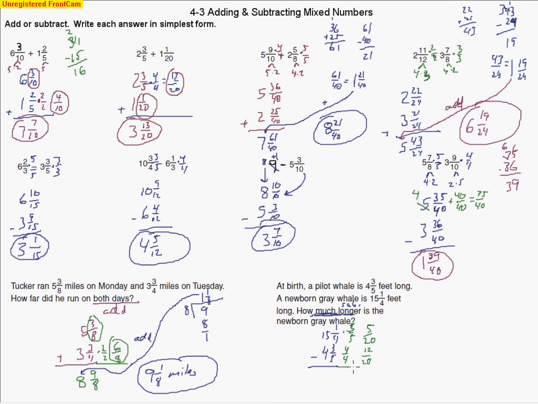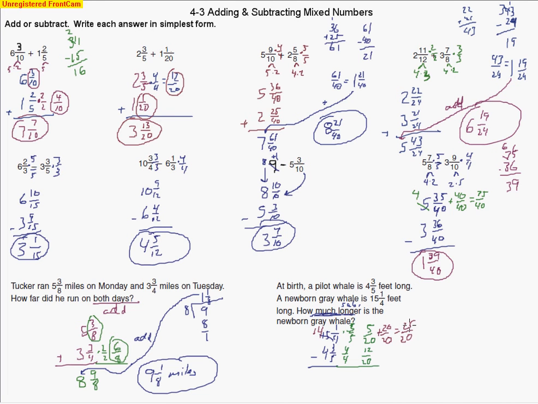But remember, we're subtracting, so we've got a problem. I can't subtract the 12 from 5, so I need to borrow. Borrow from the 15. Let's change that 15 to a 14 and add 1 to this fraction. Well, I'm going to write 1 as 20/20. So that makes 25/20 when I add those two numbers together. And now I can do the subtraction.